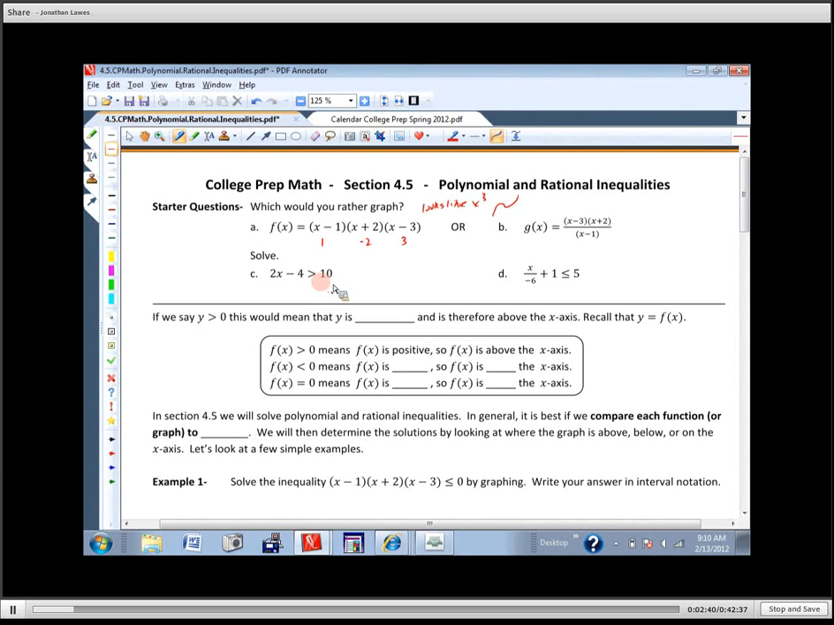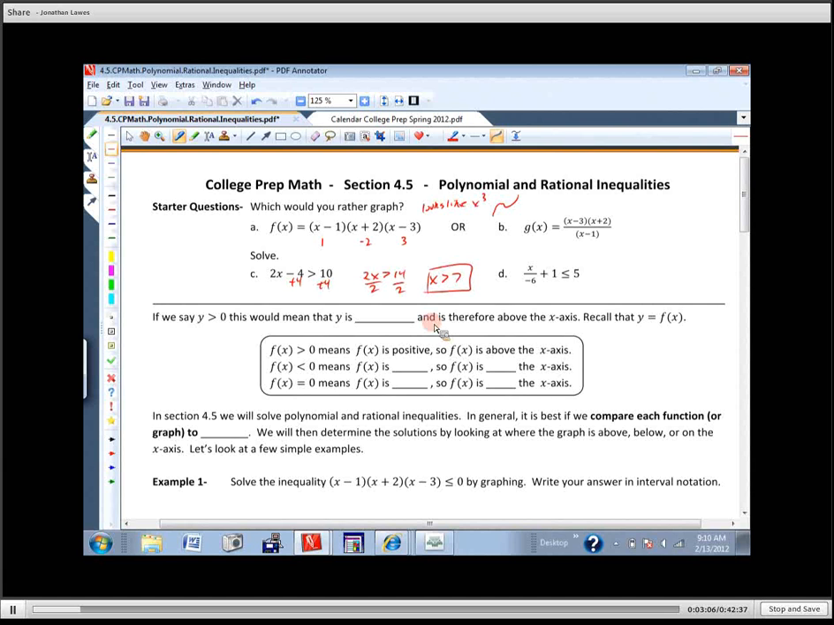So if I'm solving this problem right here, the first thing I do is move the 4 to the other side by adding 4. Does adding change the direction? Not at all. So I've got 2x greater than 14, and then I divide by 2. At each step, just think, am I multiplying or dividing by a negative? If you're not, you don't have to worry about it. So x is greater than 7. There's the answer. That's an inequality. We could graph it, or come up with it in inequality notation.